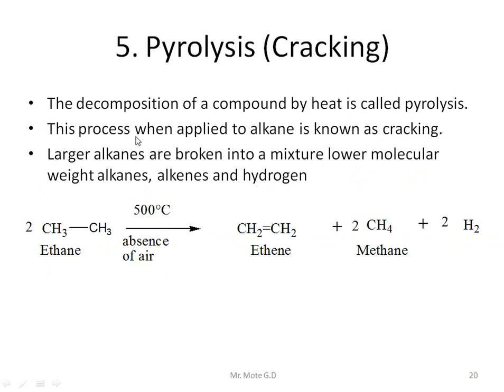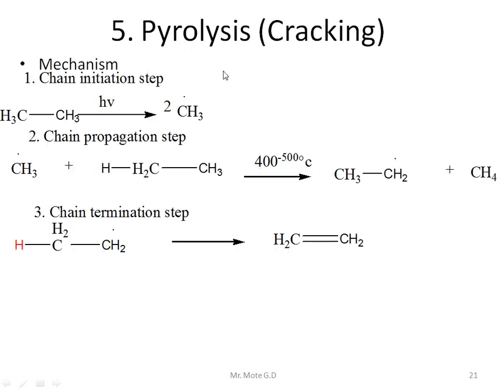Then pyrolysis means breaking or decomposition of a compound with the help of heat. When this process is applied to alkane, it is called cracking. Larger alkanes are broken into a mixture of lower alkanes and hydrogen. Ethane is treated at 500 degrees centigrade in the absence of air. It produces alkene initially, and methane is separated, and hydrogen is produced.